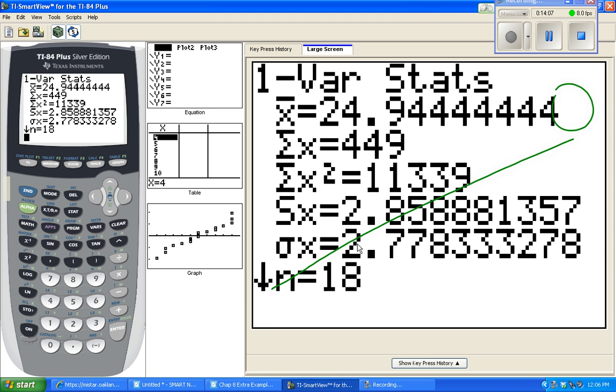Okay, and we're going to get our sample mean, x bar, and our sigma, s sub x. So we're going to use both of those numbers: 24.94, and we will use the 2.859 for standard deviation. Okay, so let's do that.